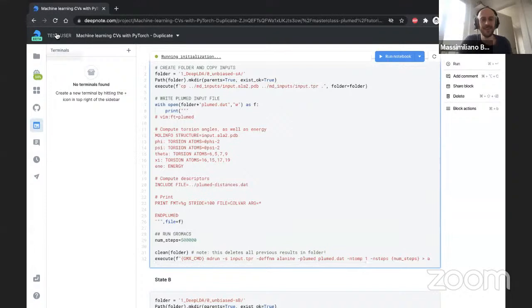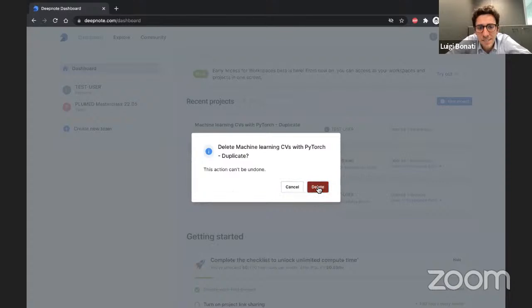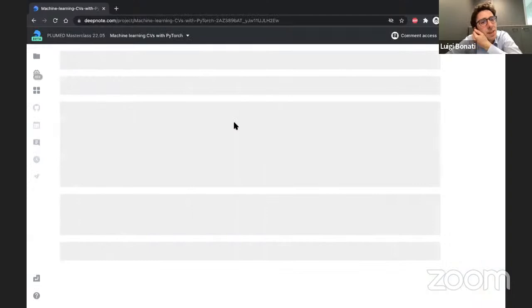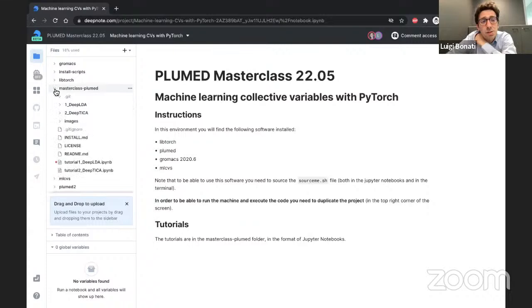Okay, better. Let me do it very quickly again. You will find in this platform all the necessary data. As you can see here, all the software is already installed. And there is also the GitHub repository with all the data and the tutorials. In order to execute, you need to duplicate the project.